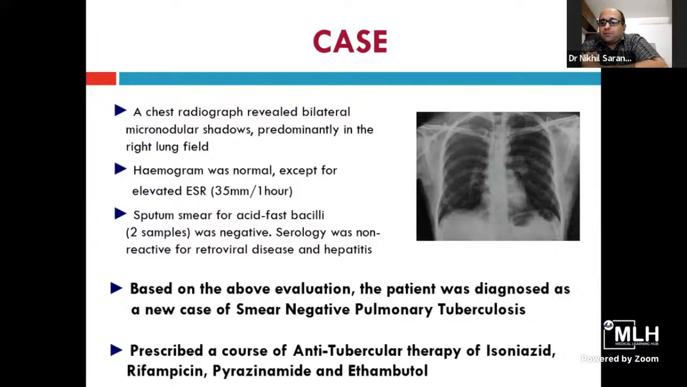The sputum smear for AFB, which was the standard at that time in 2014. Remember, this is 2014, 8 years ago. Okay, it was negative. Serology was non-reactive for retroviral disease and hepatitis. So based on the above evaluation, the patient was diagnosed as a new case of smear negative pulmonary tuberculosis and started on the usual anti-tubercular therapy of INH, rifampicin, pyrazinamide, and ethambutol. Now, was this right? Perhaps yes, because ultimately the patient was a case of tuberculosis, and how, we'll see. Next.